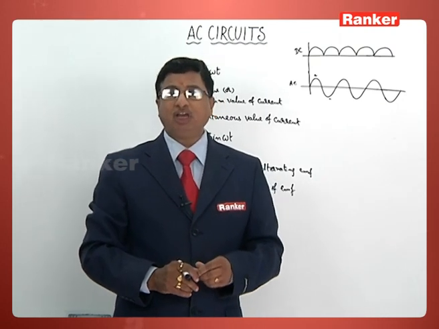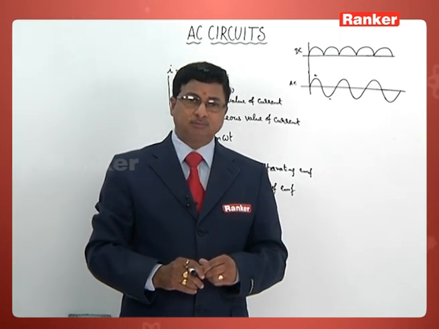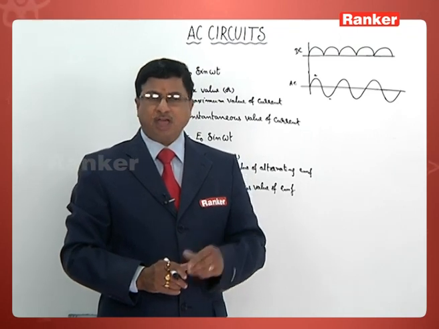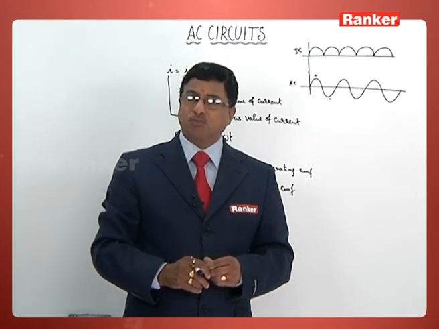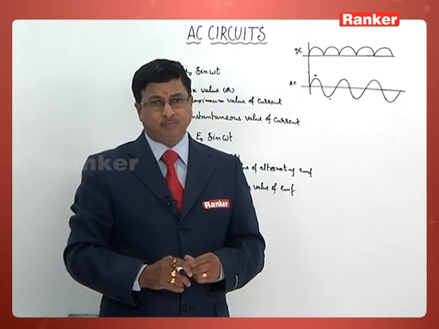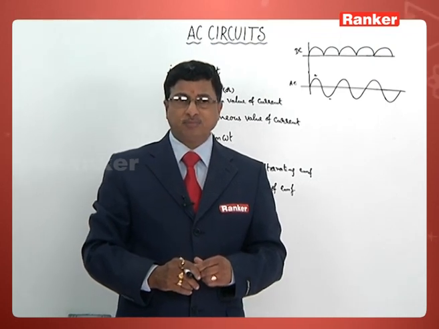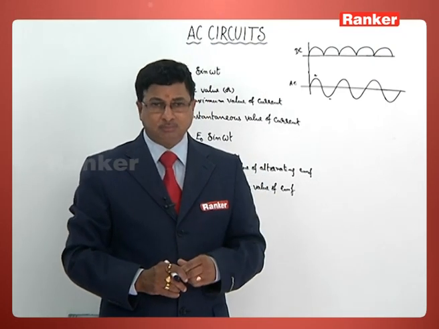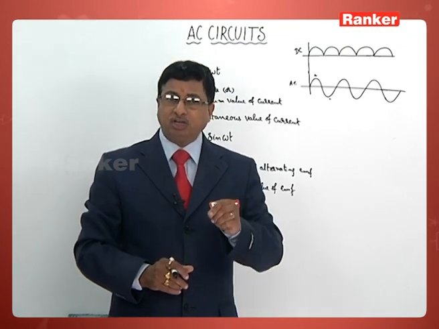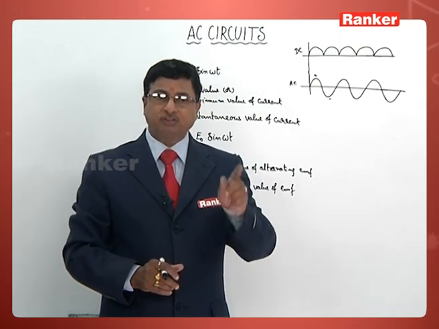What is this average value of current or average value of EMF, alternating current or alternating EMF? Average value is generally defined this way: it is that amount of current which, when made to pass through a circuit for half the time, produces the same quantity of charge as produced by AC in the same circuit.